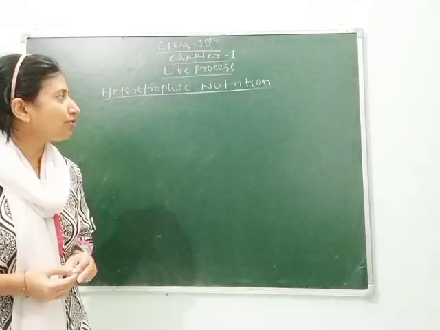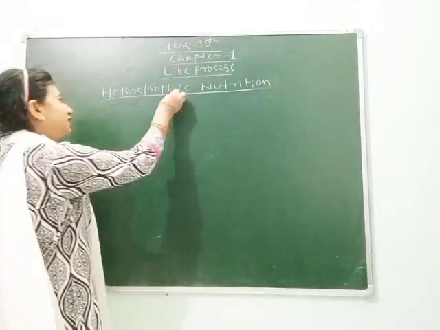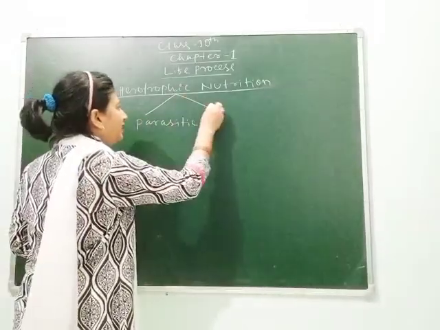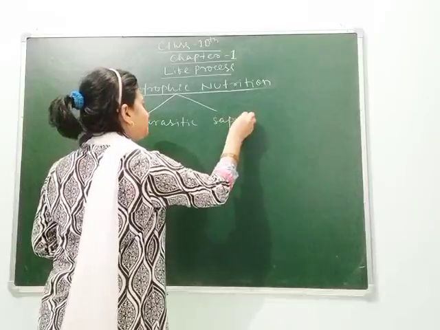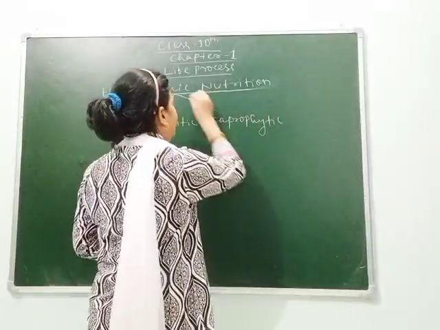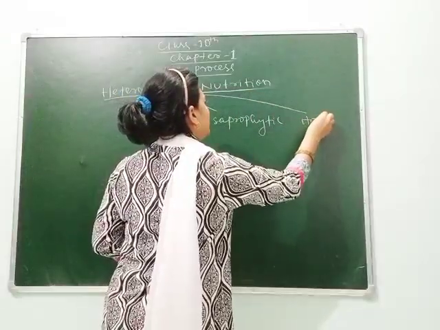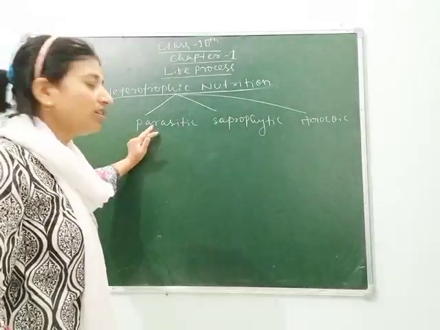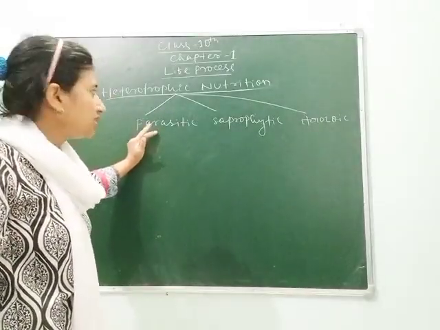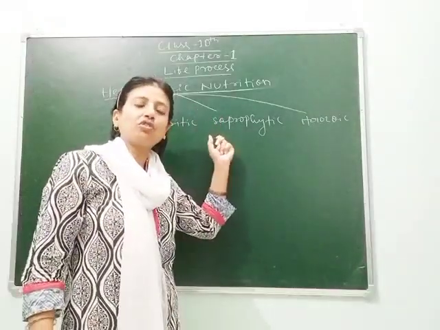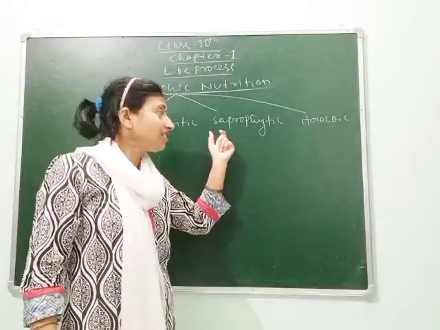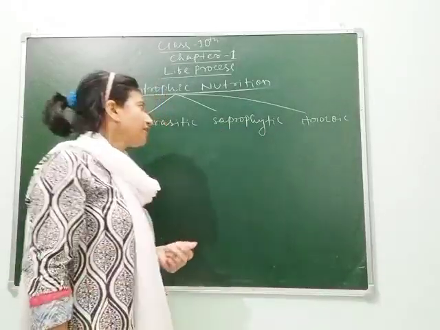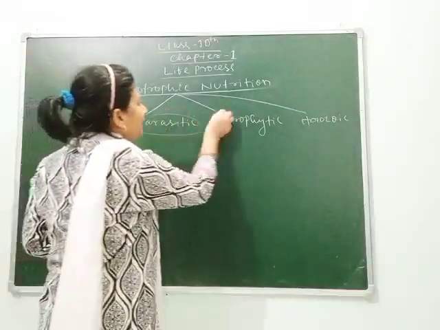Clear students? Heterotrophic nutrition, as we know, is divided into 3 types. One is parasitic, which we already discussed. Another is saprophytic. And the next one is holozoic. Again I am repeating this. Parasitic means when the organism depends on other living organisms for its nutrition. Saprophytic means those that grow or take their nutrition from dead and decaying substances, and holozoic means those that take their food bit by bit, through the mouth. So these are the 3 different types of heterotrophic nutrition.